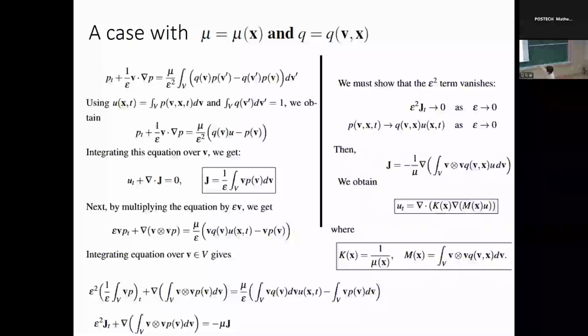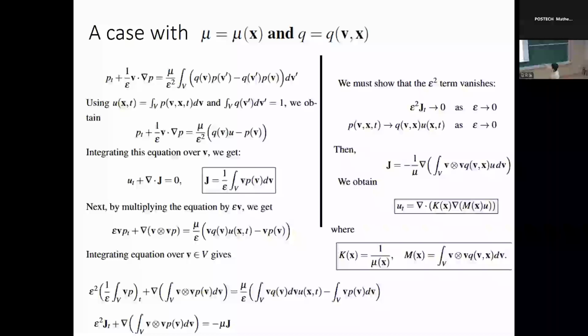P is somehow this. So intuitively, this one is clear. P is the density for particle with velocity v. So U is the everybody. Now this one is the probability to take the v. So this one should be proportional to this, right? So okay, put this thing in here, and this one equals 0. Then J is minus 1 over mu gradient of this inside. So this mu is a function of x.